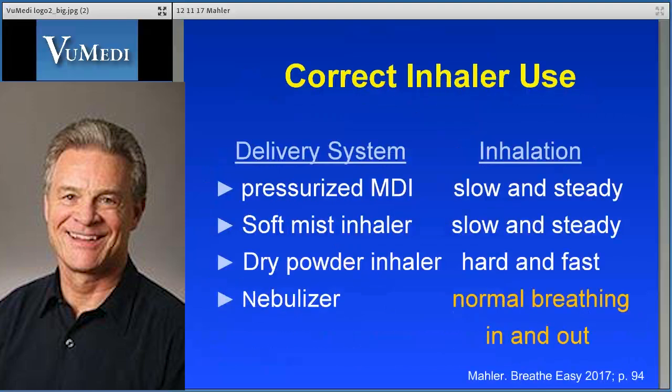So, in summary, the appropriate inhalational technique with a nebulizer is normal breathing in and out. This is different than the inhalation approach with a dry powder inhaler, the soft mist inhaler, or the metered dose inhaler.